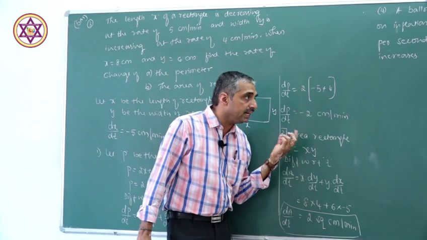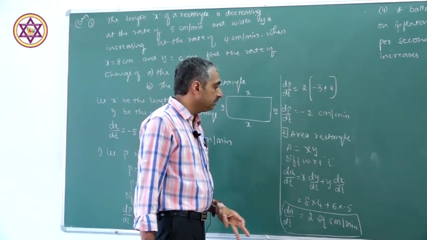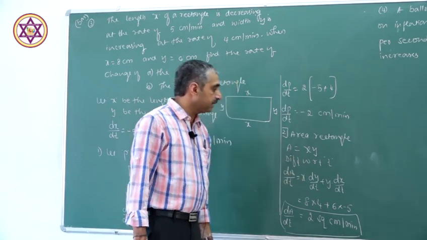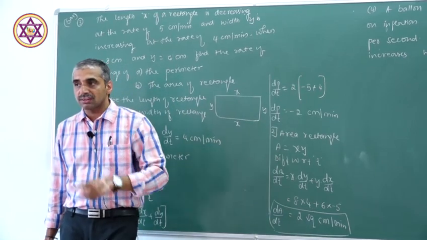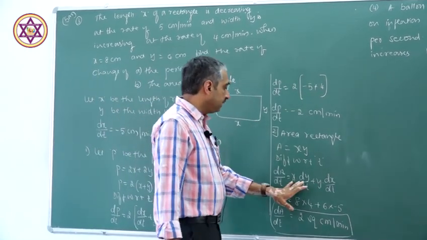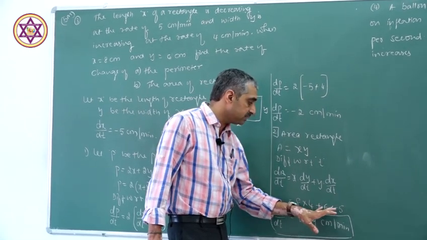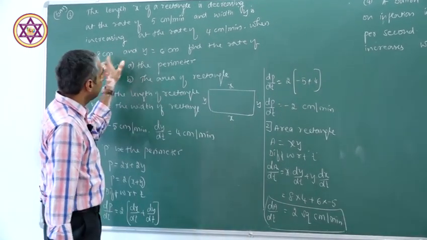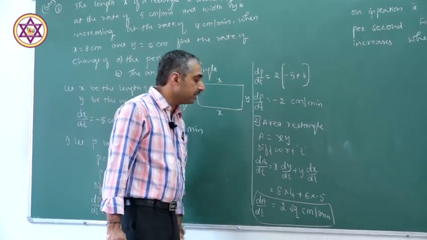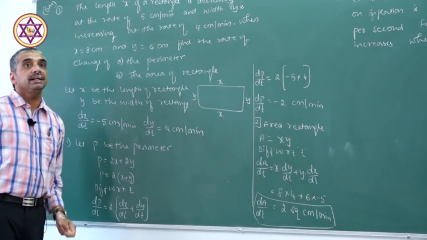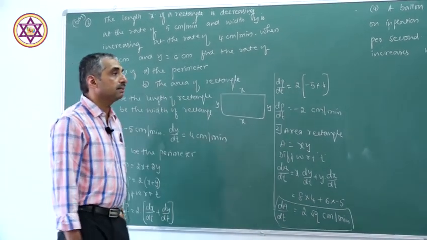Next question comes to area. How area? Area is nothing but length into breadth, x into y. We are differentiating with respect to t, dA by dt. Here x into y means we are using the product formula, x into dy by dt plus y into dx by dt. 8 into 4 plus 6, because x and y values are given already in the problem. So, 32 minus 30, it is 2 square centimeter per minute. So, area changes at the rate of 2 square centimeter per minute.